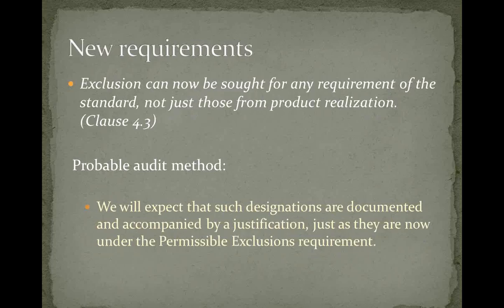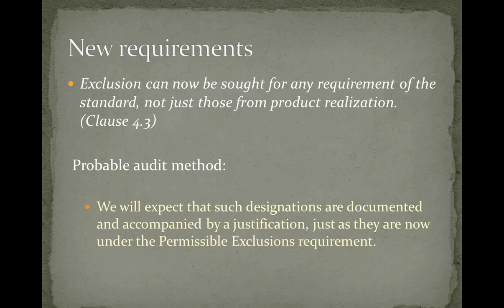Clause 4.3 has a kind of interesting statement in that exclusion can now be sought from any requirement of the standard, not just those from product realization. Now, I'm using the older terminology from 9001-2008 to illustrate a point here. In the past, of course, under 9001-2008, you could only seek exclusion from Section 7 or portions of Section 7. In the new standard, in 9001-2015, the approach that is mentioned is to claim an item as non-applicable or not applicable and to document it. And it has opened up the entire standard to such claims.